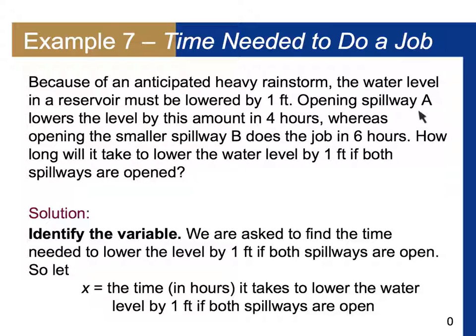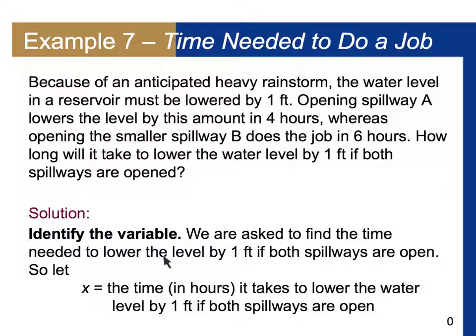So if we just open spillway A, it takes 4 hours to go down 1 foot. If we open the smaller one, spillway B, it takes 6 hours to lower. That's just if we open each one individually. The question is, how long will it take to lower the level by 1 foot if both spillways are open? In other words, they're both draining at the same time.